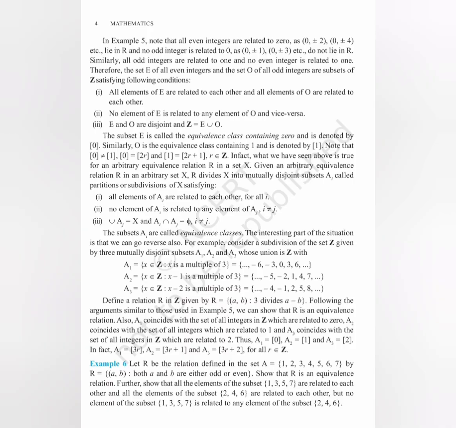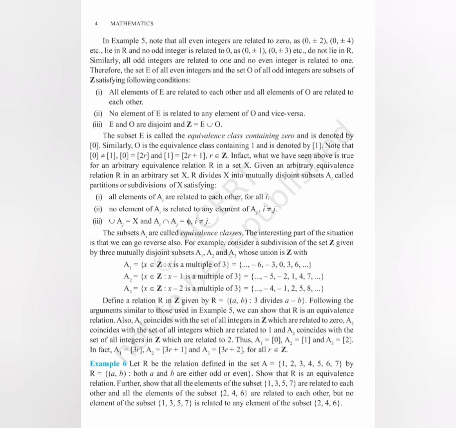For example, consider a subdivision of the set Z given by three mutually disjoint subsets A1, A2 and A3 whose union is Z. A1 equals x belongs to Z such that x is a multiple of 3. The set will be minus 6 to 6, that is the multiple of 3 set. A2 equals x belongs to Z such that x minus 1 is a multiple of 3. Subtract minus 1 from the above set, and that will be minus 5, minus 2, 1, 4, 7.